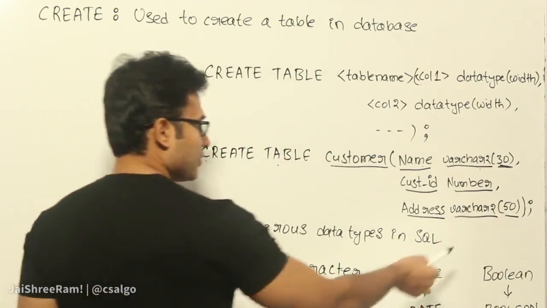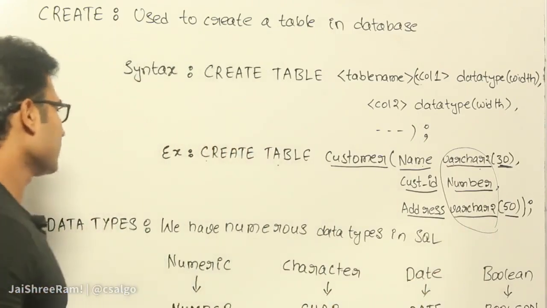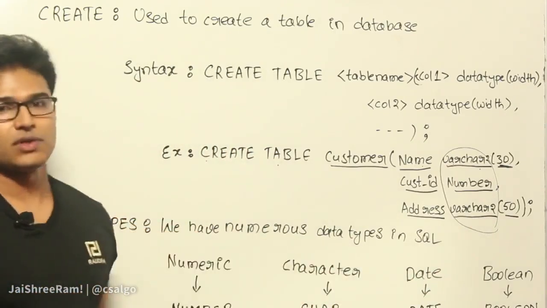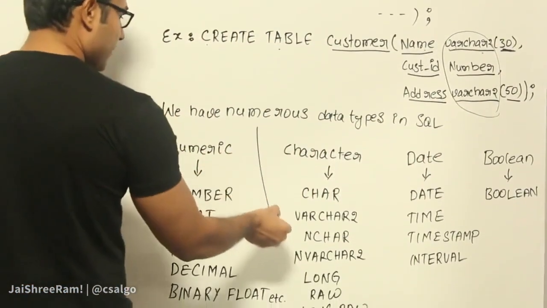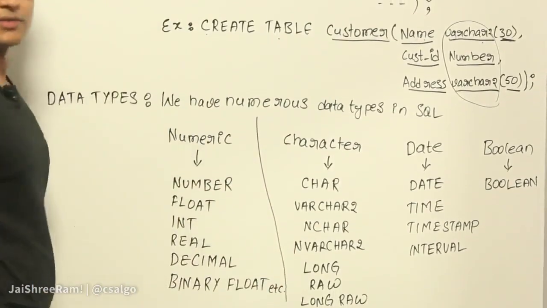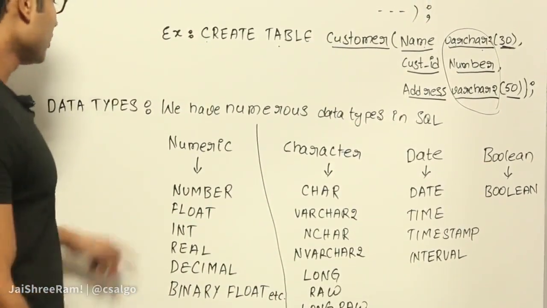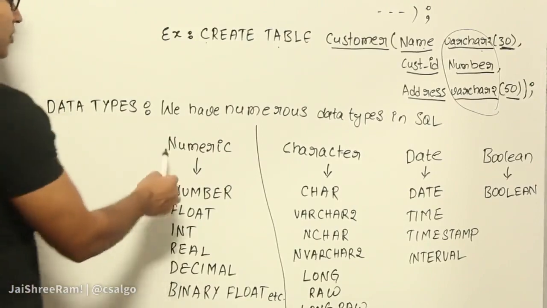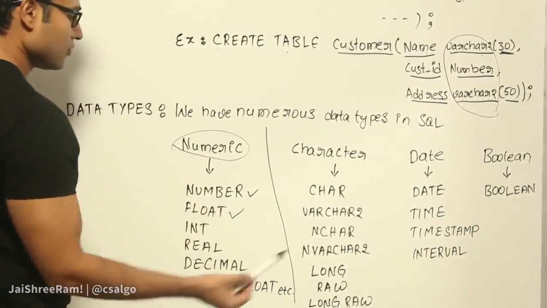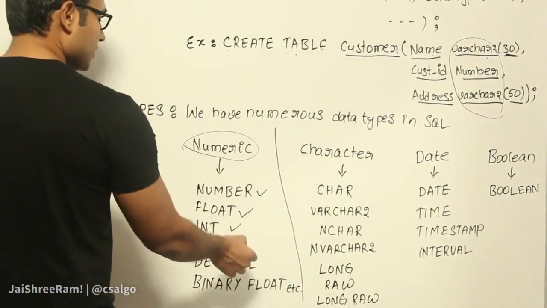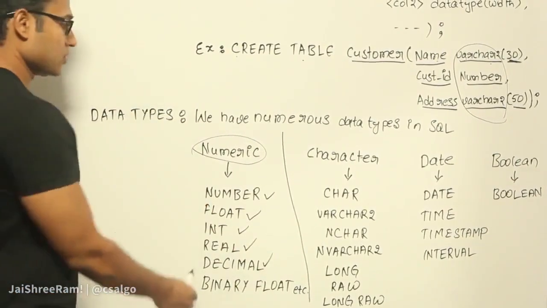Now what are all the data types? These are some of the data types. Now let's see what are all the data types which are present in SQL. We have numerous data types in SQL, and these are all the list. If you want to save numeric data, which means the data consists of numbers like phone number or salary, or let's say age, then you are going to use these formats. The various formats used for numbers are number and float. Float is used for floating point numbers, and then integers, real numbers, decimal, and binary float. So binary numbers can also be stored.